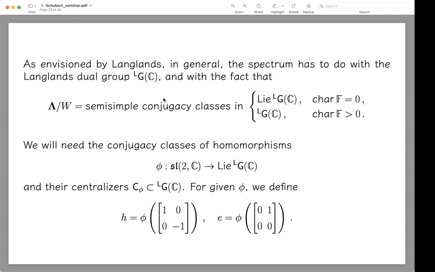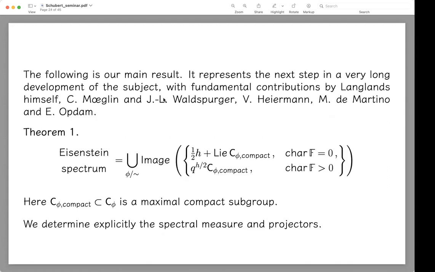So nilpotent elements are the same as SL2 triples. And so let's consider a homomorphism from SL2 to the Lie algebra of the Langlands dual group. And we need the centralizer of that homomorphism, C sub phi. And then of course we denote by H and E the images of the standard H and E. And so the main theorem we prove, the theorem we proved with David in the first installment of our paper, is the following.